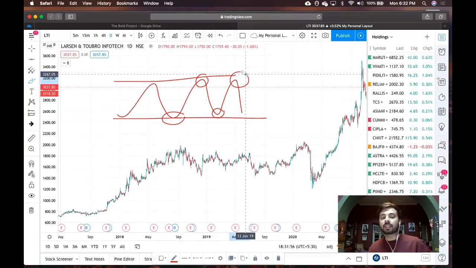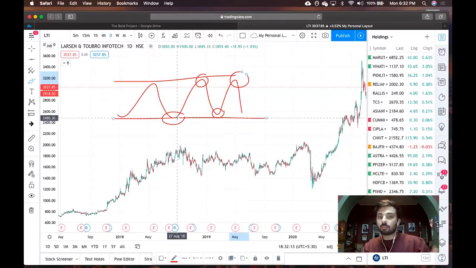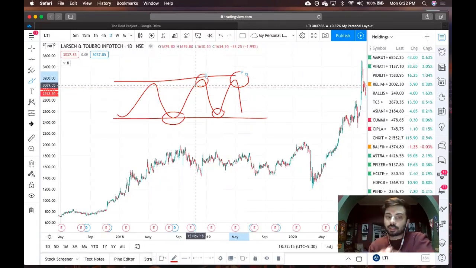Range bound markets mean when the market is stuck in a range, it is not going higher or it is not going lower. It's stuck in a range. So whenever markets are stuck in a range, or as technical analysts say, when the markets are consolidating, you have to do the simple strategy that we taught you earlier: buy at support and sell at resistance.